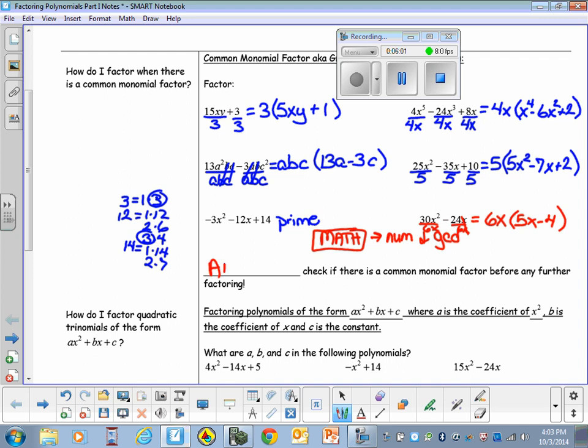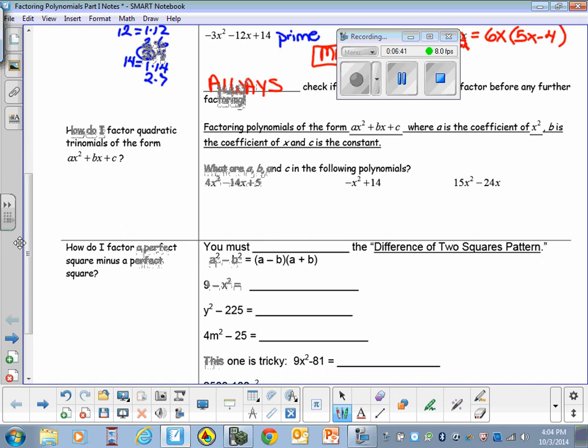You always have to check if there is a common monomial factor before you go any further. Okay, if you don't pull out the common monomial factor, then it's not completely factored. It's a lot like saying that 12/24 simplifies to 6/12. Well, yeah, it does, but you haven't simplified it all the way. Simplifying the fraction all the way means going all the way down to 1/2. Just be aware of that.